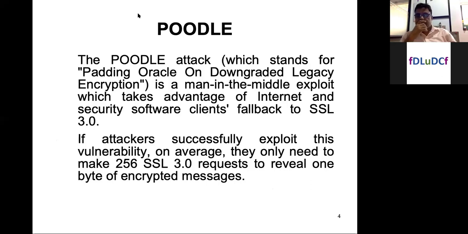The Poodle attack started somewhere in 2014, as I studied. Now it's not a problem anymore, unless you are still using SSL version 3. SSL version 3 is a buggy version, so we recommend using TLS 1.2. TLS 1.3 also exists right now, but some web servers, when configured, still use SSL version 3 to provide backward compatibility.